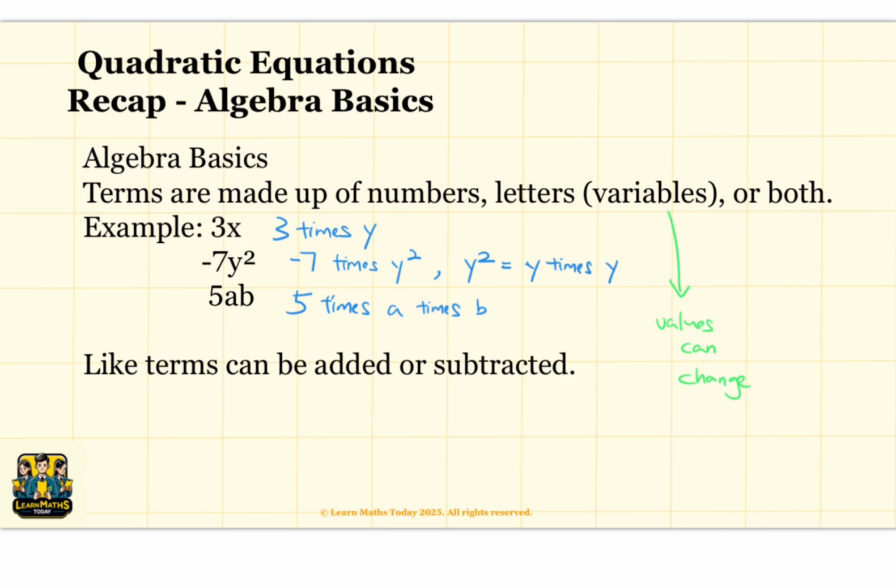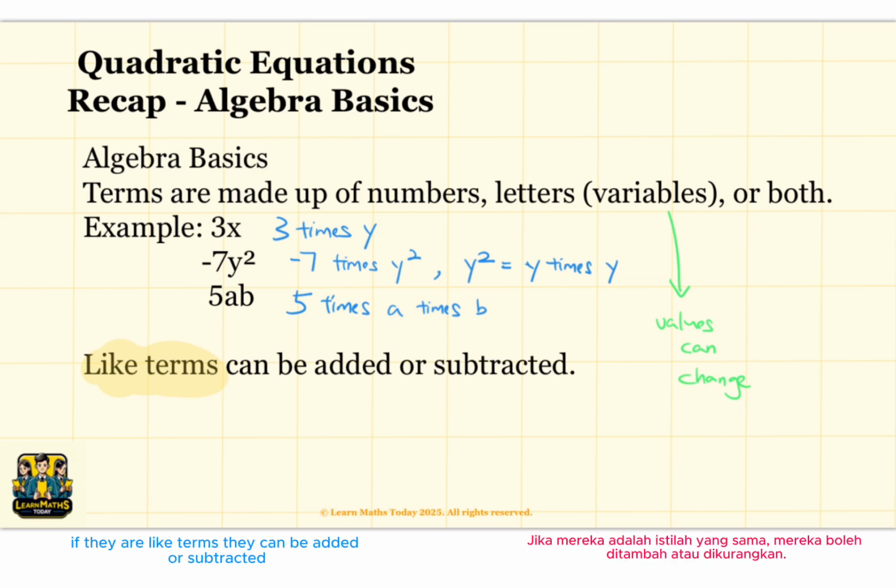As you can see, there's a concept called like terms. Like terms are terms that look similar. They have the same variable with the same power. If they are like terms, they can be added or subtracted.